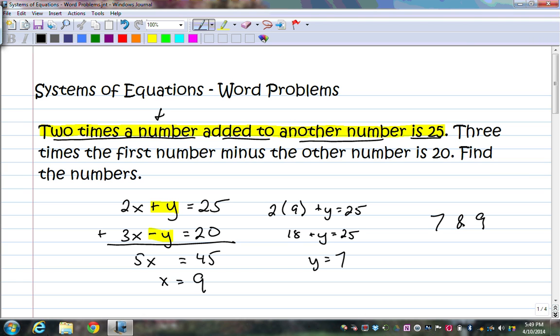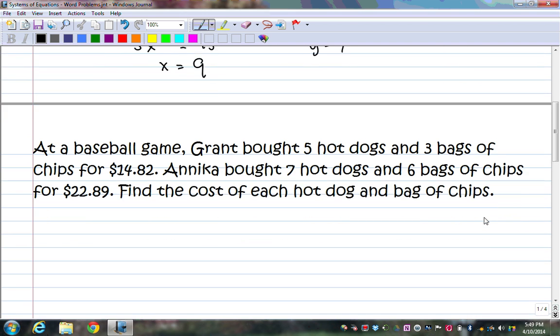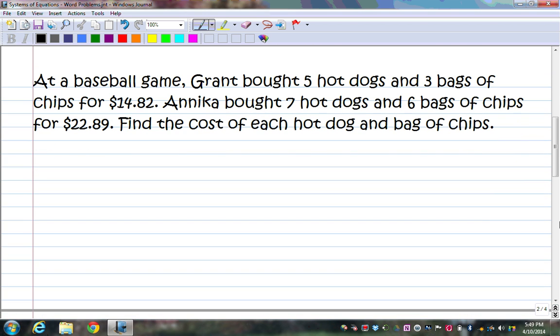Now, let's try one though that's not as clear as this one. At a baseball game, Grant bought 5 hot dogs and 3 bags of chips for $14.82. Annika bought 7 hot dogs and 6 bags of chips for $22.89. You need to find the cost of each hot dog and the bag of chips.